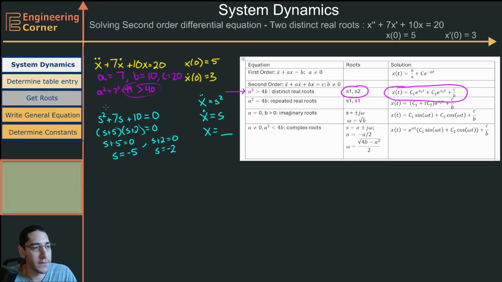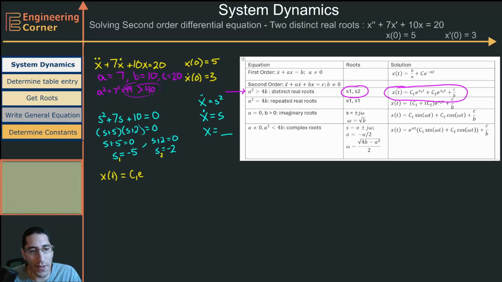Now the next thing is we want to write the general equation. Our general equation is going to be x of t, and we want to include any information that we have at the present time. So x of t is equal to C1. We don't know what our constants are, but e to the s1, we can pick which one of these is s1 and s2.